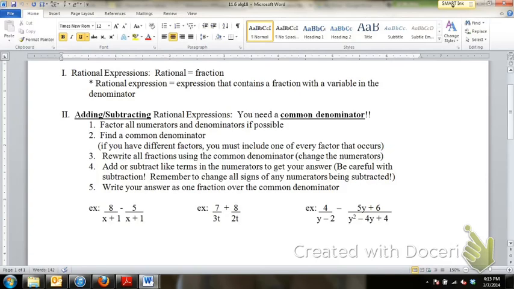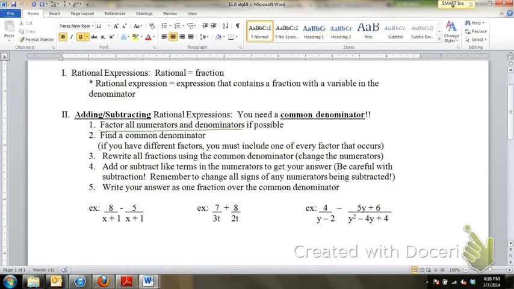So in order to figure out what your common denominator is, you're going to factor all your numerators and all your denominators if possible. Find a common denominator, and that's where it gets tricky. If you have a bunch of different terms in your denominators, you have to have one of every factor that occurs. You might need more than one. But then you got to rewrite all your fractions.